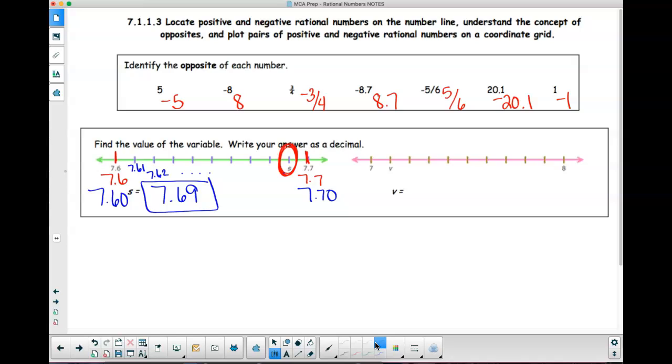Okay. How about in the next number line, V? Here we have 7, and here we have 8. So what would V be? Brooklyn, what do you think? 7.1. Right? 7.1, 7.2, 7.3, 7.4, 7.5, 7.6, 7.7, 7.8, 7.9, then we'd be at 8. So V has to be 7.1. Okay, questions there? All right, flip the page.